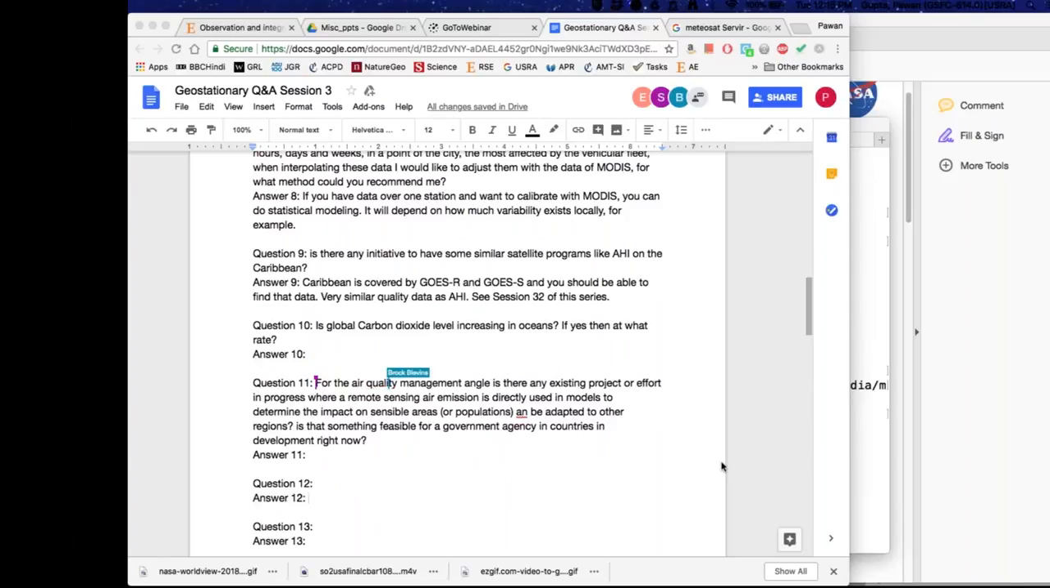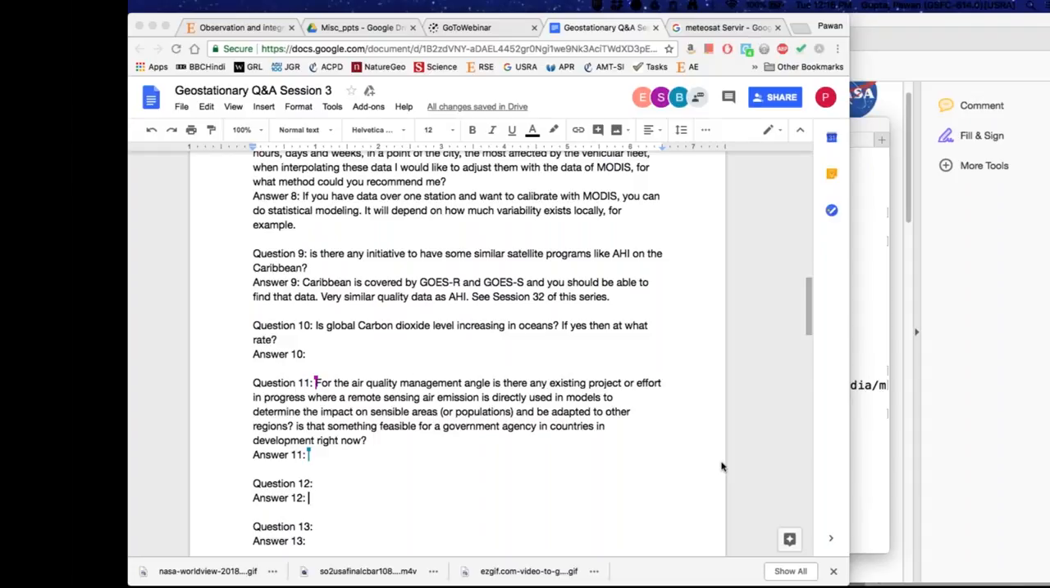Another question. For the air quality management angle, are there any existing projects or efforts in progress where remote sensing air emissions are directly used in models to determine the impact on a sensitive area or population, and can be adopted in other regions? Is that something feasible for government agencies in developing countries right now? There are several efforts where satellite-based emissions databases have been derived, and agencies like NOAA, EPA, NASA do use them in models to account for emissions from various sources.